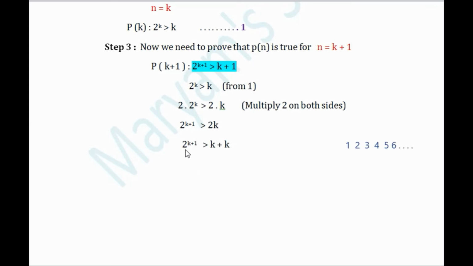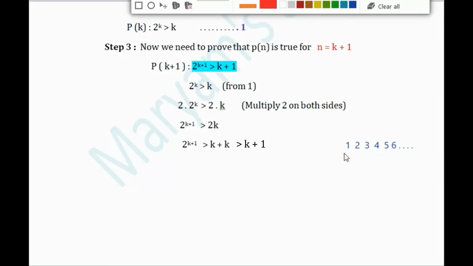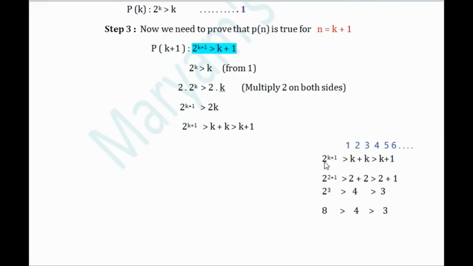If you look carefully, 2 raised to k+1 is greater than k+k. This is also greater than k+1. I'll explain why. Let us put any natural number in place of k. We cannot put 1 because in the first step we have already proved that the given statement is true for the first natural number. So let us start from 2. Let us put 2 in place of k and check.